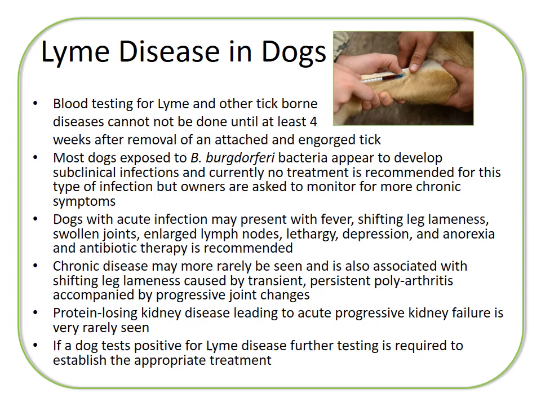recommended. Chronic disease may be seen more rarely and is often associated with shifting leg lameness caused by transient, persistent polyarthritis accompanied by progressive joint changes. Protein-losing kidney disease leading to acute progressive kidney failure is very rarely seen. If a dog tests positive for Lyme disease, further testing may be recommended by your veterinarian in order to establish the appropriate treatment protocol.